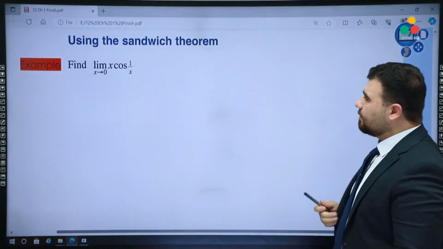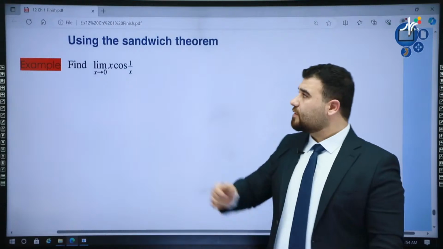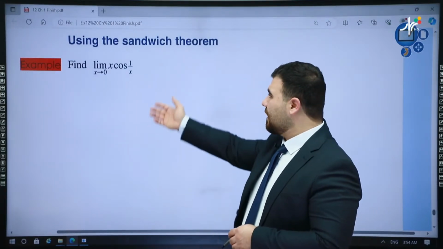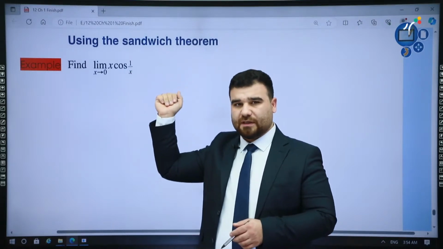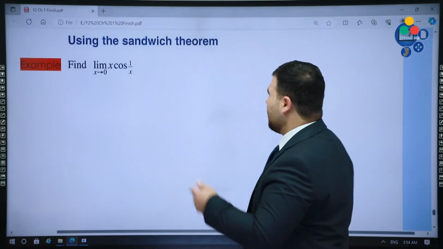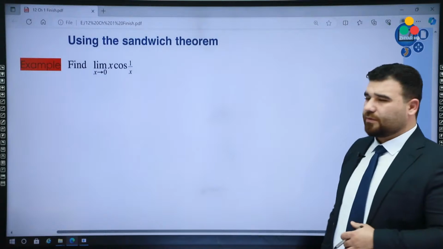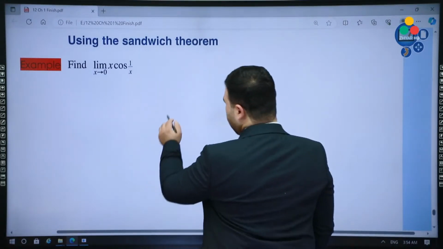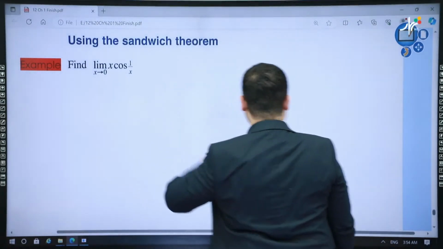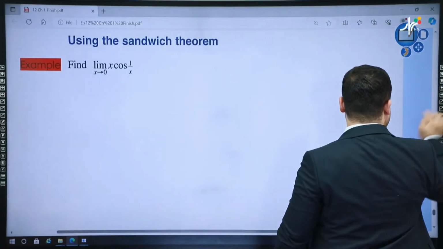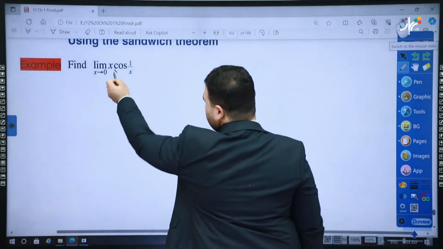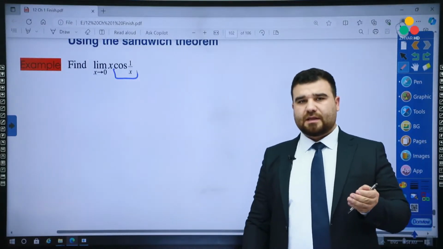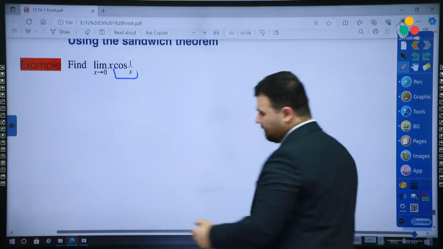Here is another way of doing limits. It's called the sandwich theorem. We use the sandwich theorem to find limits of trigonometrics most of the time. How can we set up the sandwich theorem? How can we use it to solve this question? Look at here. Firstly, we begin with cosine 1 over x. We know sine and cosine, their graphs are from -1 until 1.